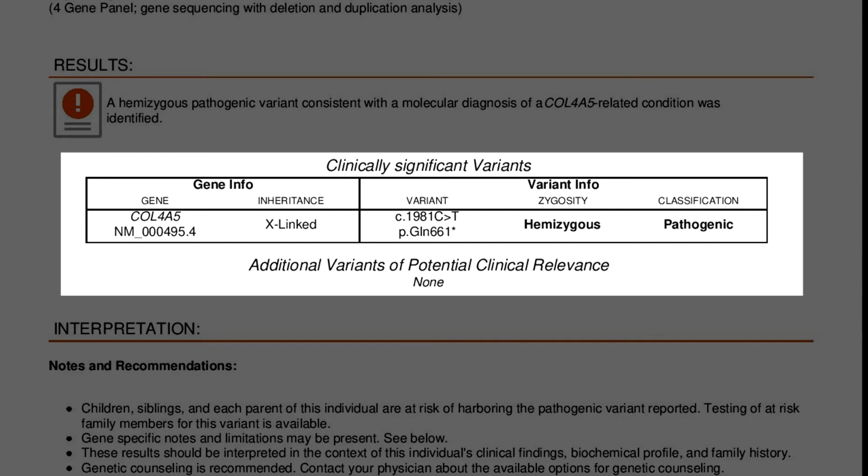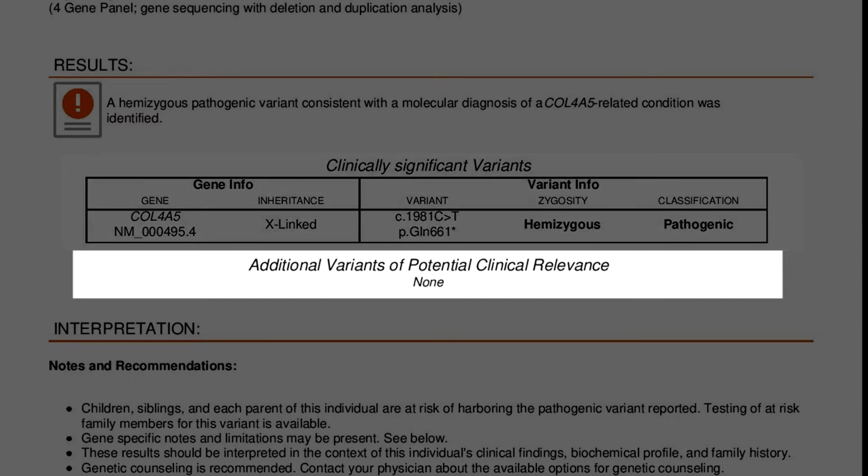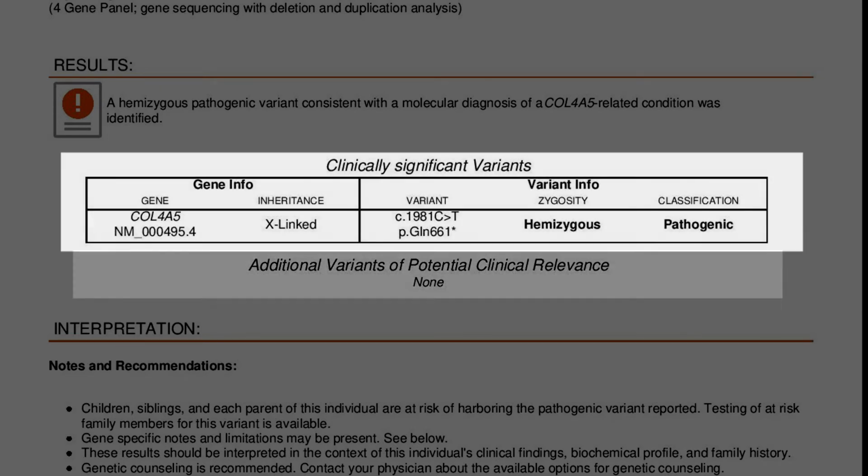You'll notice there are two tables listed: clinically significant variants and additional variants of potential clinical relevance. Again, these labels have been worded very intentionally. A variant is labeled clinically significant if it is deemed to be sufficient to cause some or all of the clinical concerns for the person being tested. In this case, a hemizygous pathogenic variant was identified in a gene that causes X-linked Alport syndrome, and the person is being tested for Alport syndrome. This is clearly clinically significant.